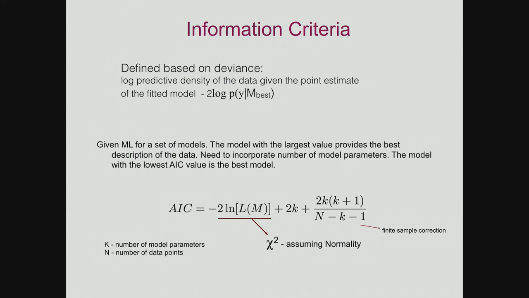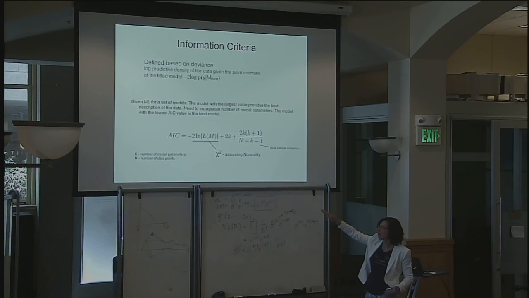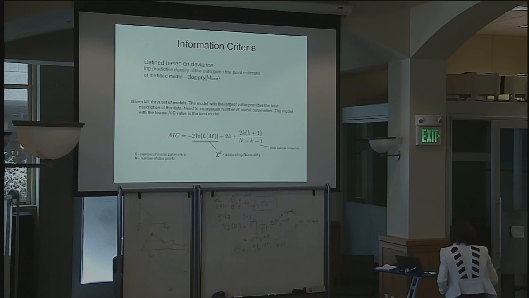This is the log of likelihood of M, and it could be chi-square, for example. So it could be applied to classical model selection as well, where you add these corrections, which are based on the number of model parameters and number of data points, and you calculate that value. And then you select the model.